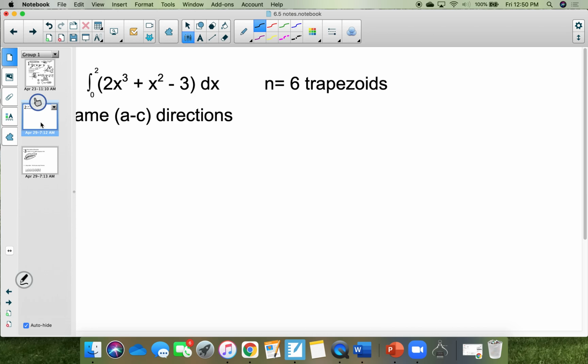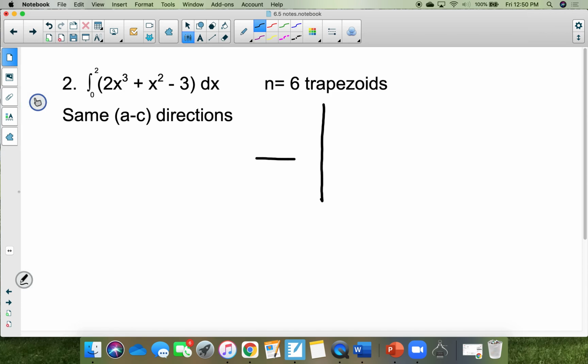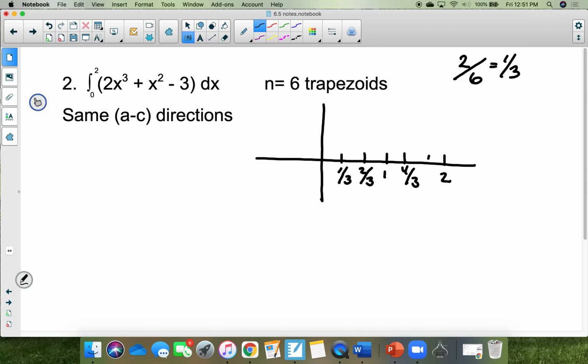Okay, let's just do one more, and there's a couple more other parts. But you are going from 0 to 2 on this one, 0 to 2. But you want to put 6 trapezoids in there. If you put 6 trapezoids in there, you need to know that 2 divided by 6, you need to count by thirds. So you're going to have 1/3, 2/3, 3/3, 4/3, 5/3, 6/3.